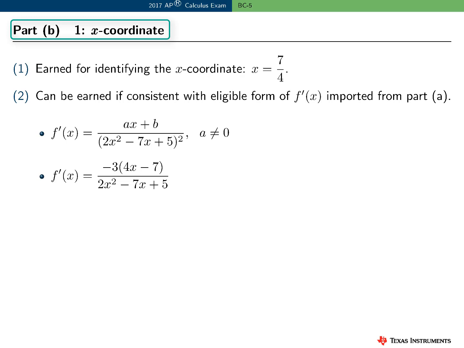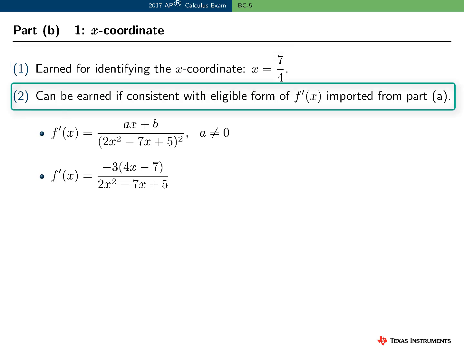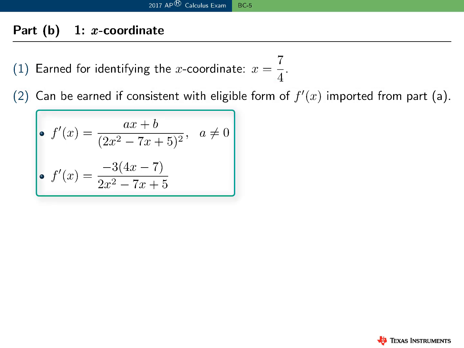The first point in Part B was for identifying the x-coordinate of the only critical point in the interval 1 to 2.5, that is, for x equals 7/4. The student could also earn this point if they are consistent with an eligible 1-point form imported from Part A. So recall, each of these expressions for f prime of x earned 1 point in Part A. In the first case, the student would have to identify minus b divided by a, and this value would have to be in the interval 1 to 2.5. And in the second case, the x-coordinate is 7/4.